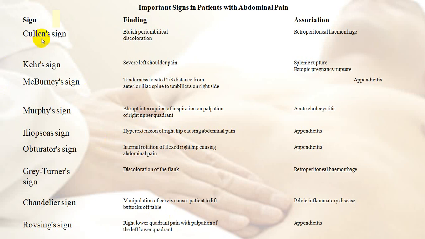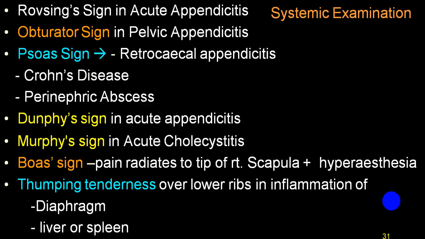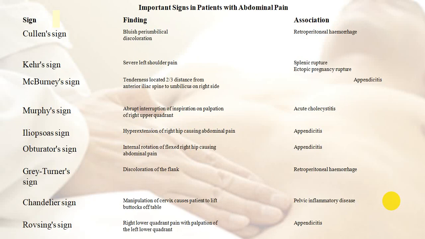These are all the different signs to go through at your leisure: Cullen's, Kehr's, McBurney's sign, Murphy's sign, Iliopsoas sign, obturator sign, Grey Turner's, Chandelier signs. Rovsing's sign is what we call rebound tenderness. How you elicit it, what the findings are, and in which condition you get it, all are mentioned for your leisure time. The majority we have already mentioned here. So at your leisure time you can go through them, mainly for oral exams, as they are very frequently asked. You can pause and go through them.